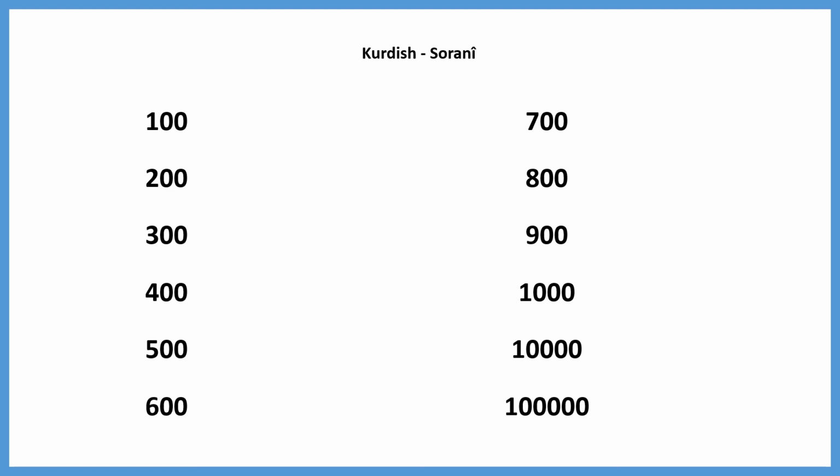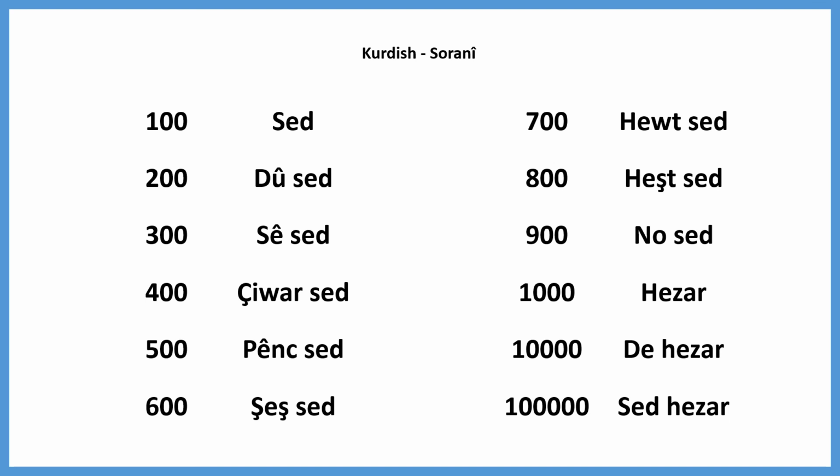Before we check our answers, you may pause the video here. The multiples of 100, starting from 100 and ending with 1,000, are Sed, Du sed, Se sed, Chwar sed, Penj sed, Shesh sed, Hewt sed, Hesht sed, Nor sed, Hezar. As multiples of 1,000 follow the same rule as multiples of 100, 2,000 would be Du hezar, and 3,000 would be Se hezar, and so on. So 10,000 would be De hezar, and 100,000 would be Sed hezar.